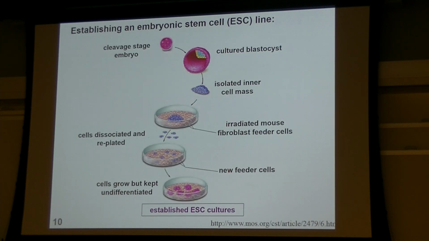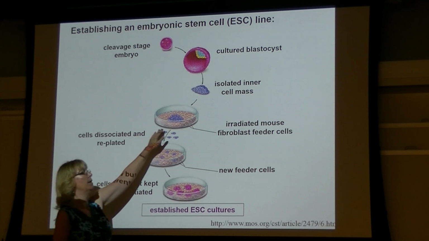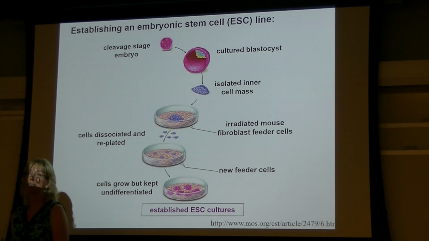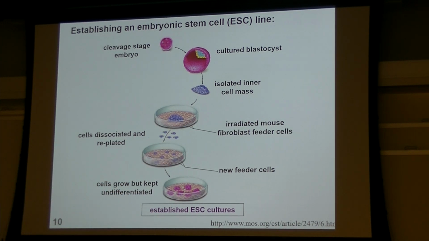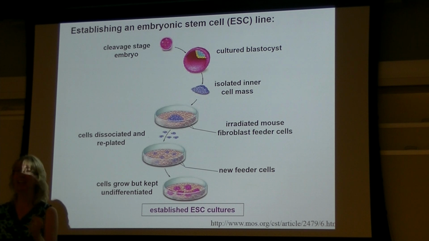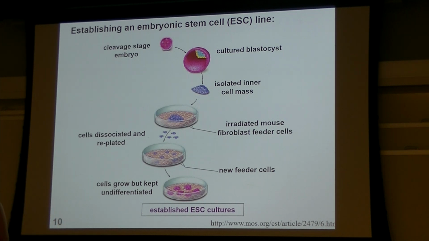Just a little bit about how these are maintained. It's a bit tricky. Once they're harvested, they have to actually be grown on another layer of cells because they don't like contacting the petri dish directly. That tends to make them just differentiate or die. So it's a real struggle to try to keep these guys in a really highly pluripotent state so that you could use them for the experiments that you want.